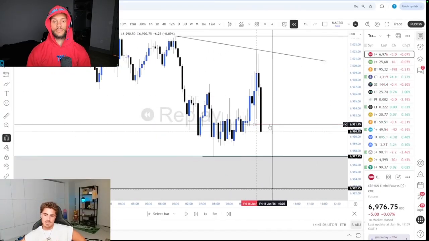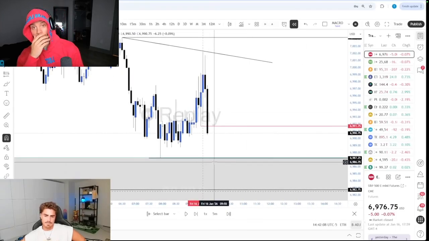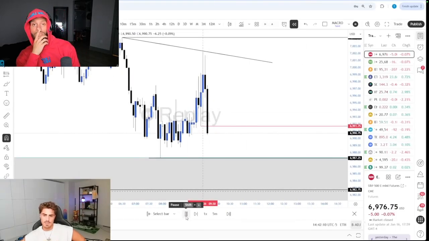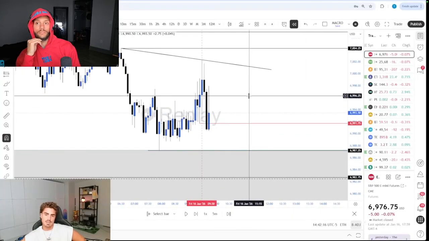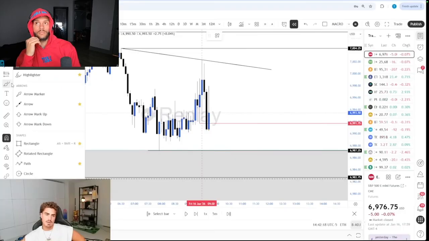Okay, price comes down, breaks structure right here. From there, let's play it. Awesome, boom, big candlestick to the upside. So now what am I looking at?